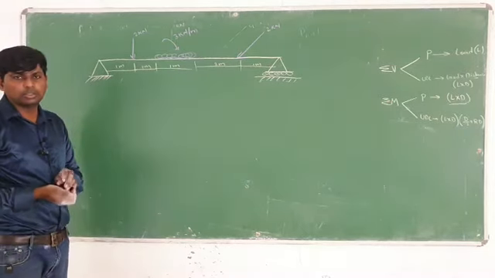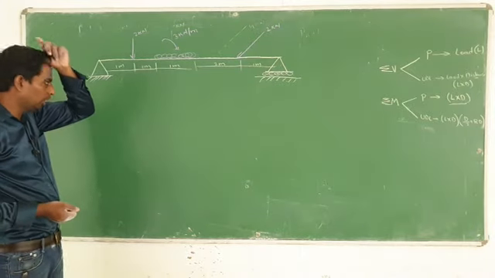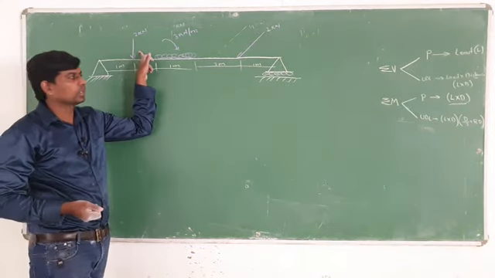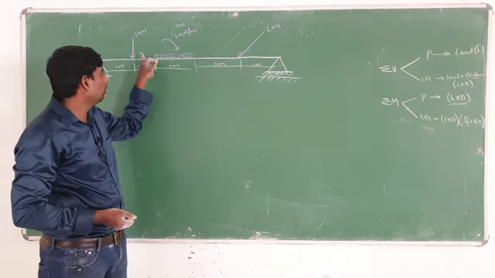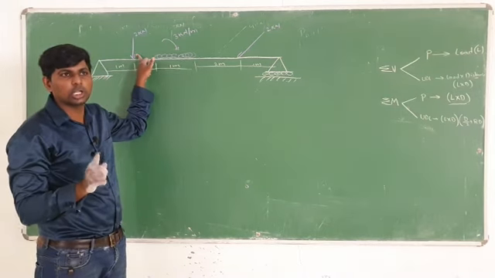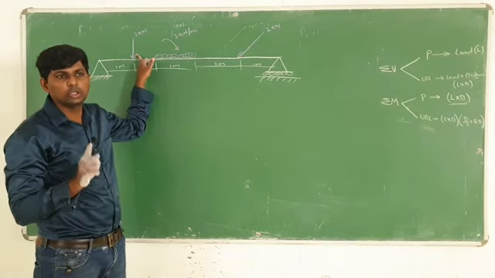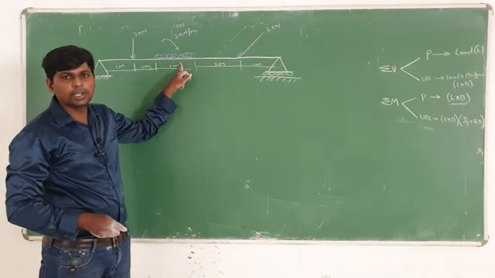In this problem, as you can see, you can experience 3 types of load. One is the normal load. This one is the UDL load. Normal load is also known as concentrated load. I told you, point load is also known as concentrated load. This one is the UDL load.